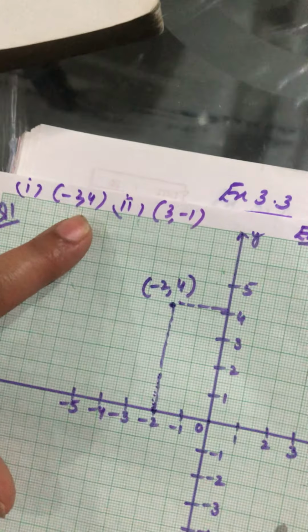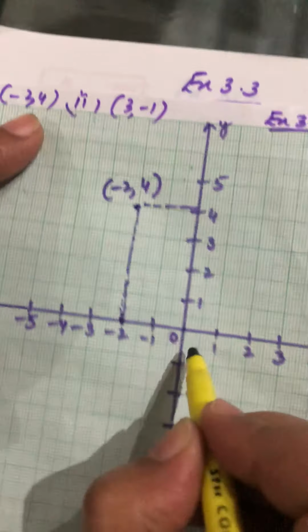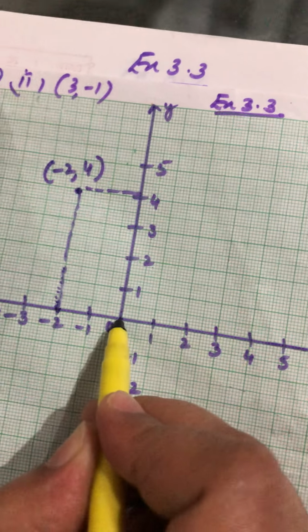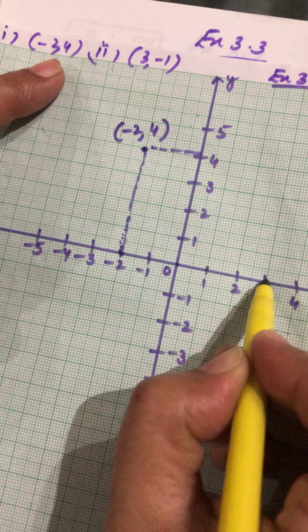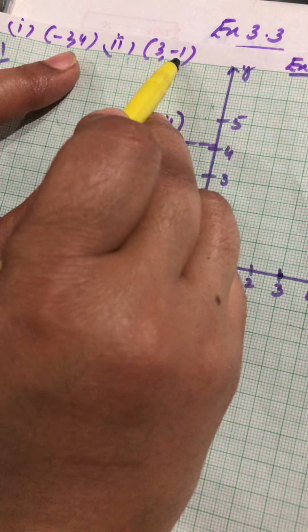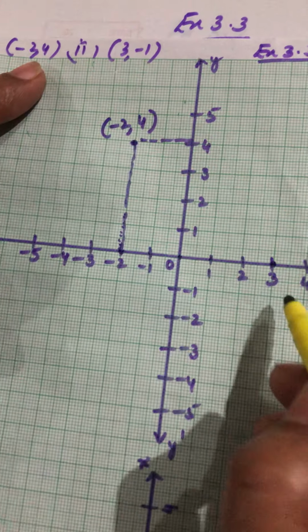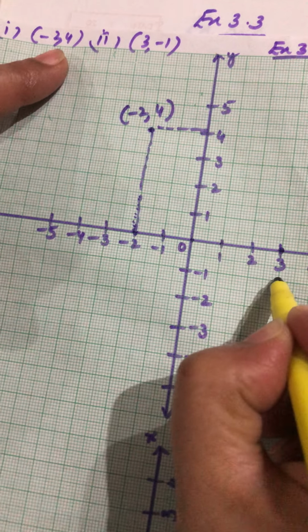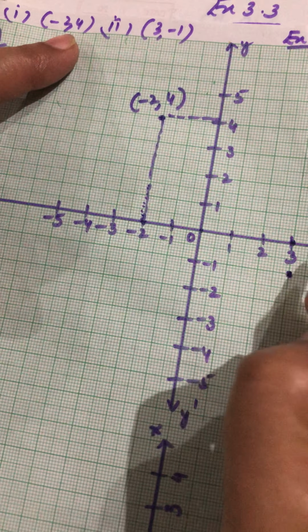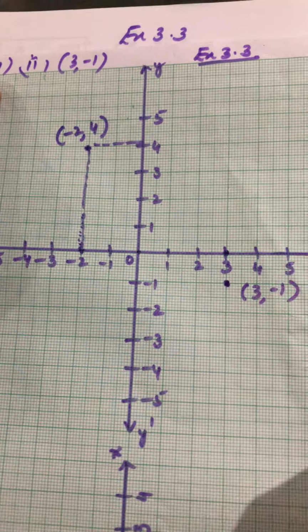Next is (3, -1). Now x should be 3 here. Again start counting from the origin and come to the positive x-axis. Here it is 3, x should be positive 3, and y is -1. So here it is y = -1, and 3 will come here. So it is (3, -1).